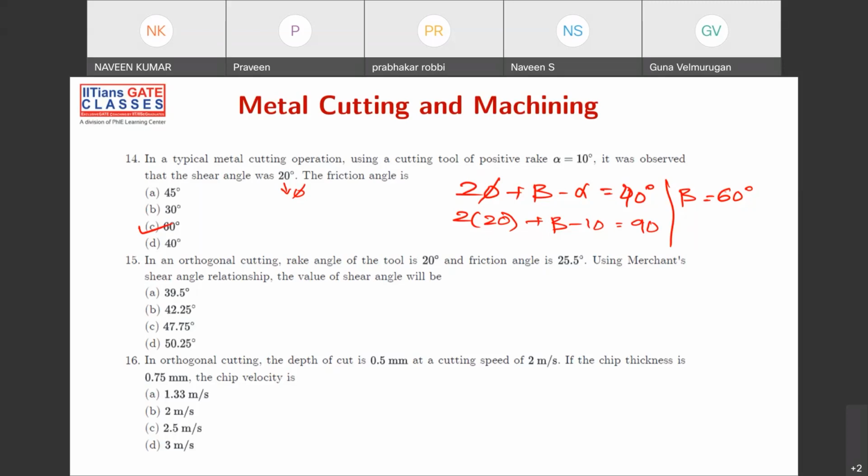Same question only. You should solve the answer for a different angle here. Do it fast. Same as above, but here he is asking the shear angle value. He has given the friction angle beta. He has given the rake angle alpha also. Alpha is 20, friction is 25.5. What is the answer? Okay, everyone is getting A. Is it A? I doubt it.